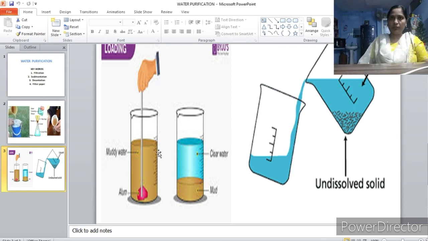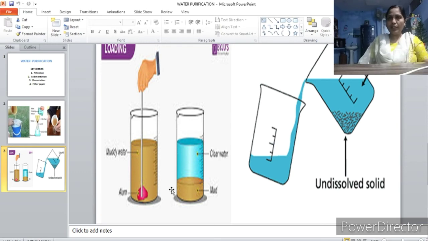So here in this picture you can see, in the first picture we took completely unfiltered, muddy water, and then we allowed this water to settle for some time. All the mud particles reached the bottom of the beaker. Now you can see a clear-cut boundary between the clear water and the dirty water. So this whole process is known as sedimentation.